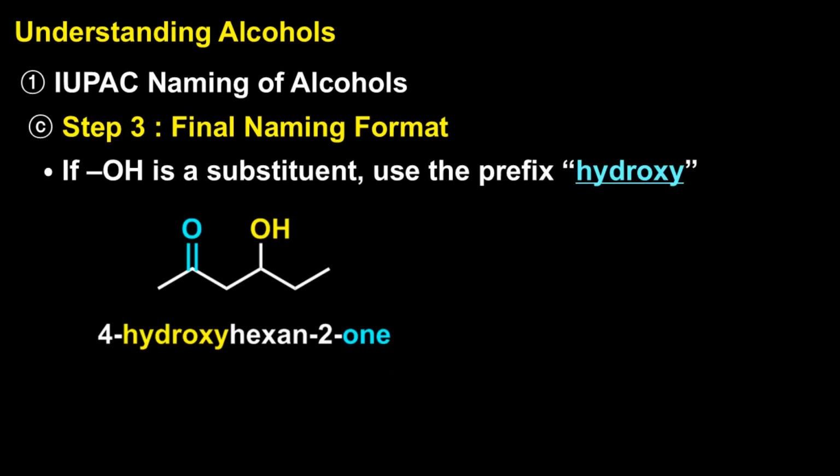Sometimes, the OH group isn't the main functional group in the molecule. Instead, it shows up as a substituent, and when that happens, we don't use the usual OL ending. So what do we do instead? We use the prefix hydroxy. That just tells us the OH is there, but it's not the star of the show. Here's an example. There's a ketone on carbon 2, and since ketones have higher priority, that takes the lead in naming. The OH group is on carbon 4, so we name the compound 4-hydroxyhexan-2-one. Pretty straightforward, right? Just remember, if the alcohol isn't the top priority, you switch the suffix to a prefix and call it hydroxy instead.